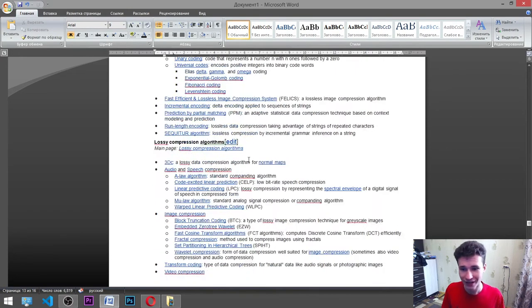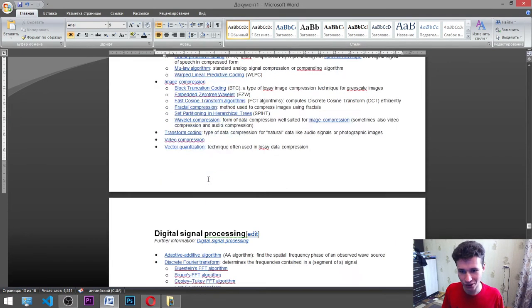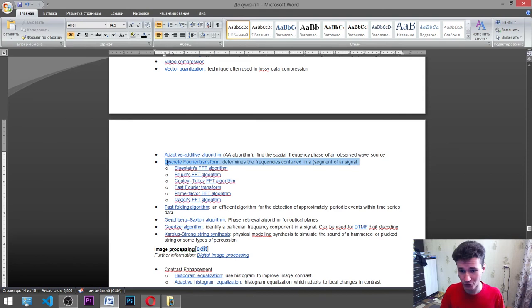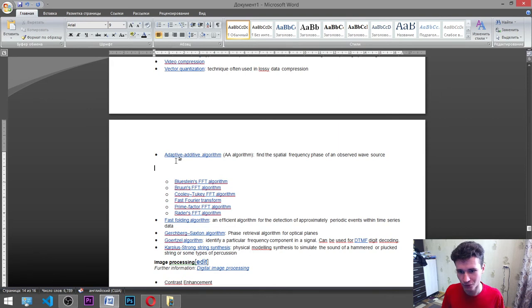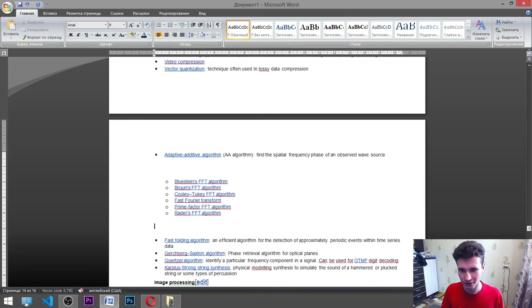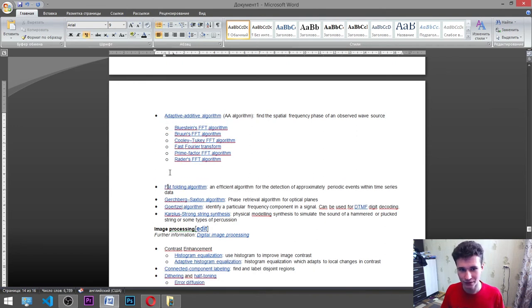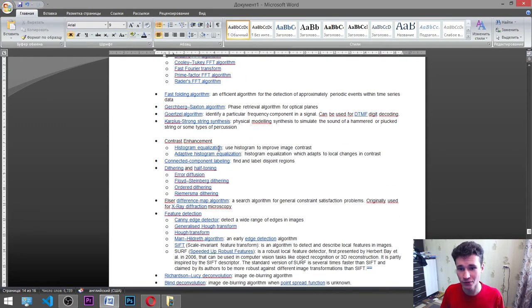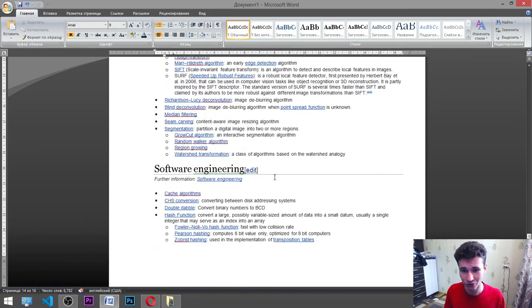Okay, lossy compression, here it is, guys. Video compression, vector quantization, need to learn. Discrete Fourier transform, yes, about discrete Fourier transform, I heard, also need to do this one, yes, it will be better. And fast folding algorithm, need to learn about them more. Image processing, okay, dithering, I thought that Dirichlet or something, okay. Median filtering, segmentation, need to learn about it more.